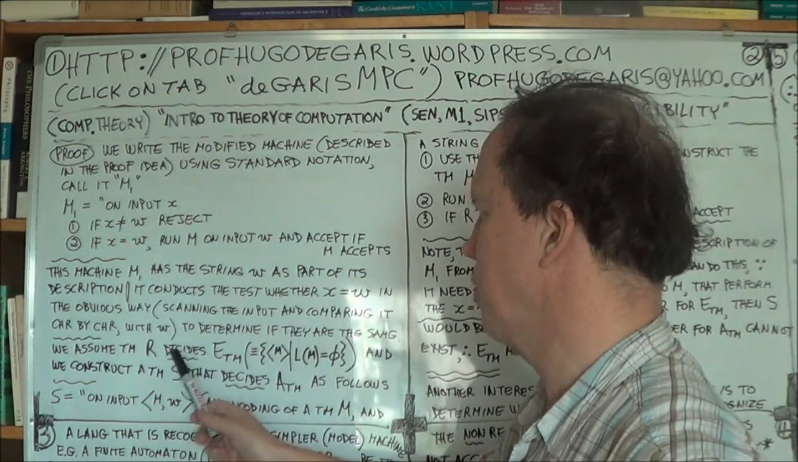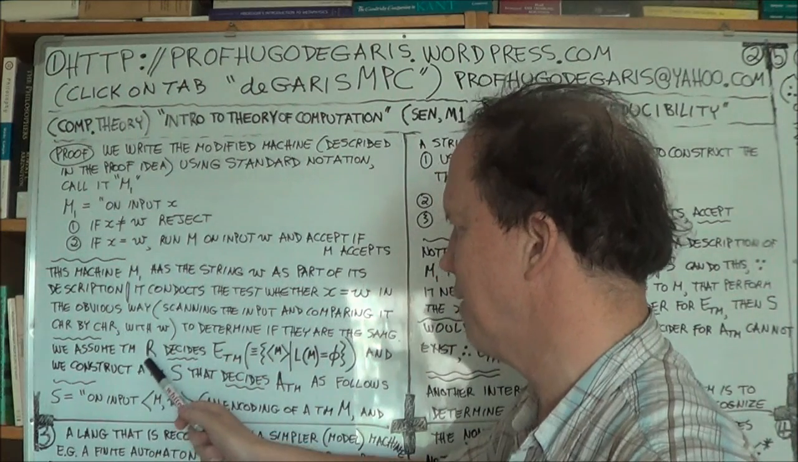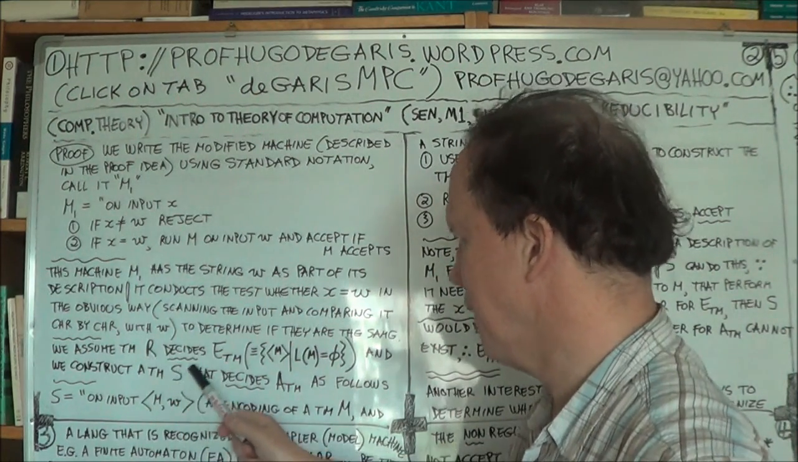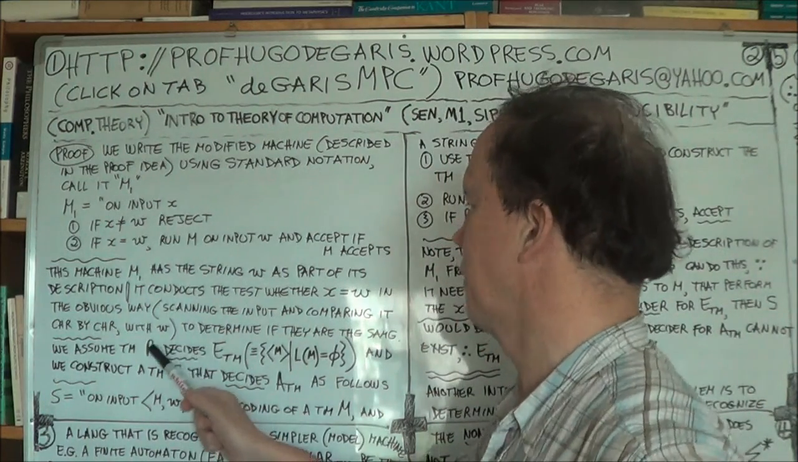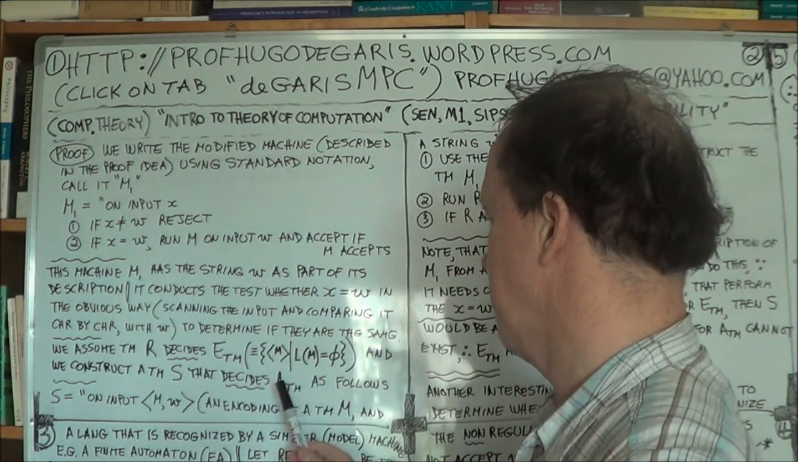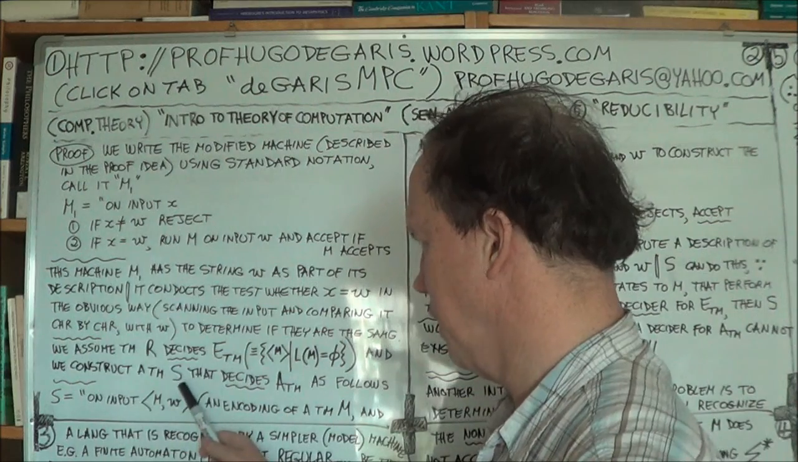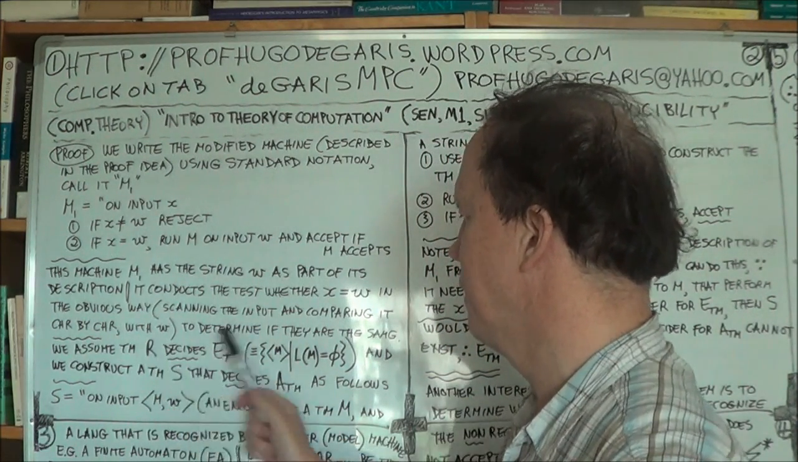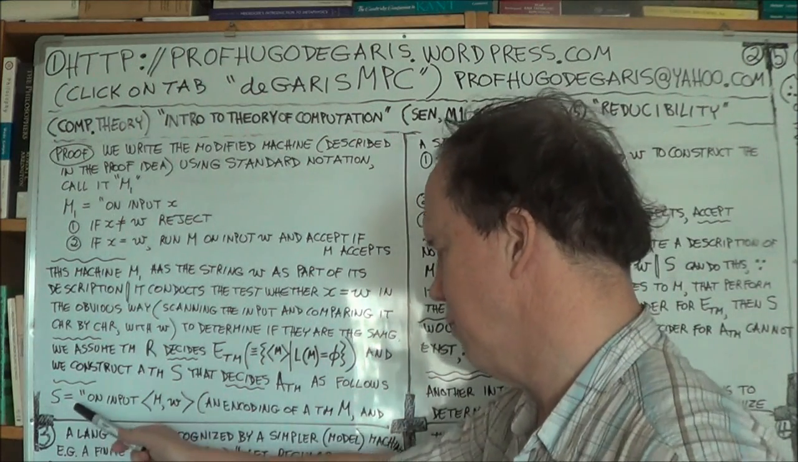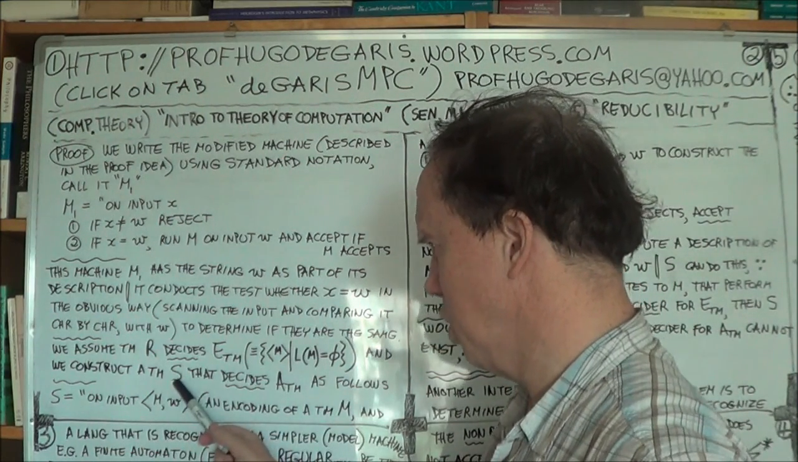So we use proof by contradiction. We assume the existence of a Turing machine R that does decide this. That's the opposite of what we're trying to prove. Okay, and so then we construct a large machine S, as said before, that uses R. And so here's now the formal description of the large machine S.